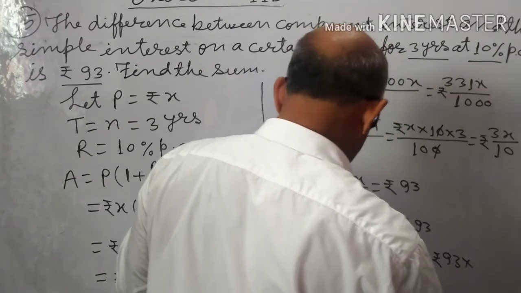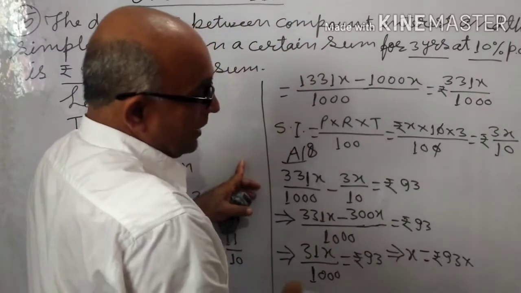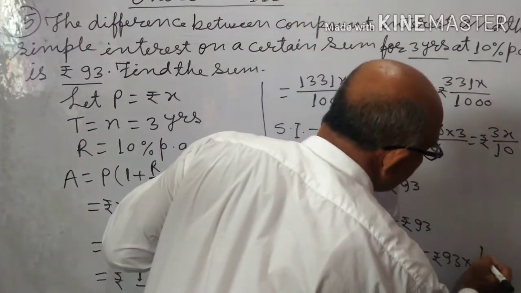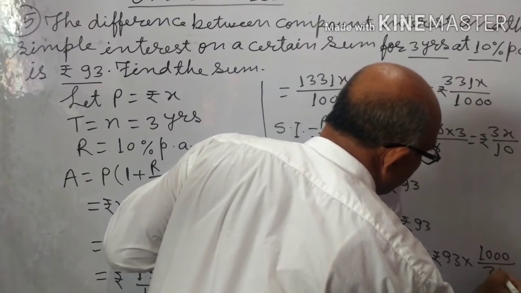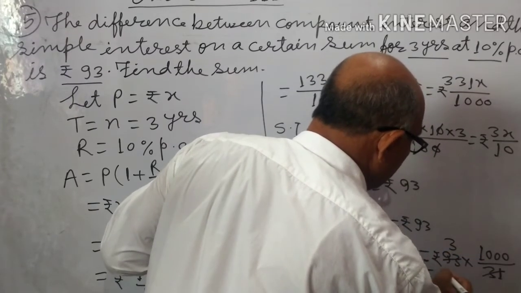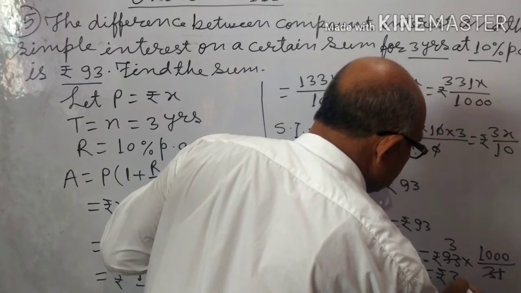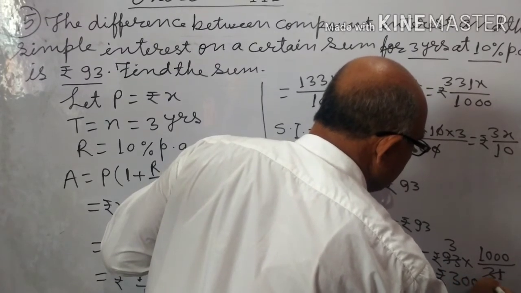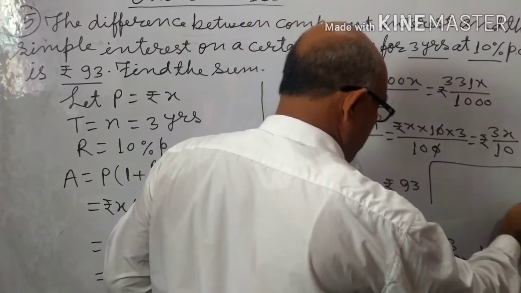That implies X equal to rupees 93, 31 by 1000. By transposition change into 1000 by 31. 31 3 is 93. So 3 into 1000, rupees 3000 is the principal.